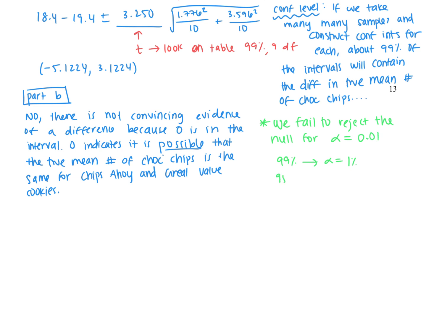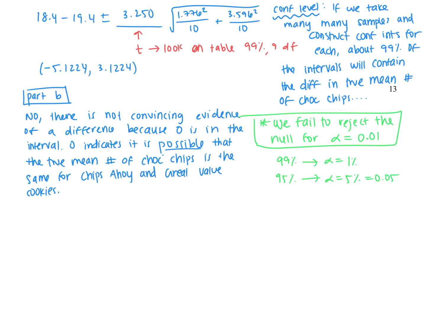Similarly, a 95% interval would mean that our alpha was 5% or 0.05. So I've seen this at least once, if not twice, where to get full credit you would have to use the hypothesis test vocabulary. So just for you to know.